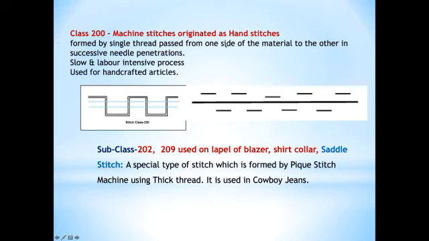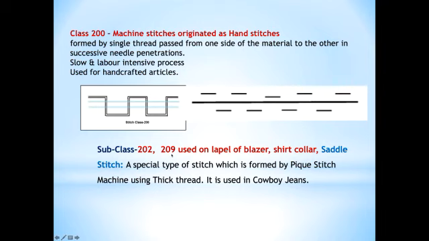So that is why the same kind of appearance can be had using this class of stitch, which is the machine stitches. This is formed by a single thread passed from one side of the material to the other in successive needle penetrations, and it is a slow and labor intensive process. So it is used for handcrafted articles, slow and labor intensive processes when hand stitching is done. So this has been replaced by the use of special types of needles on the machine, so that the same stitches can be made on the machine.